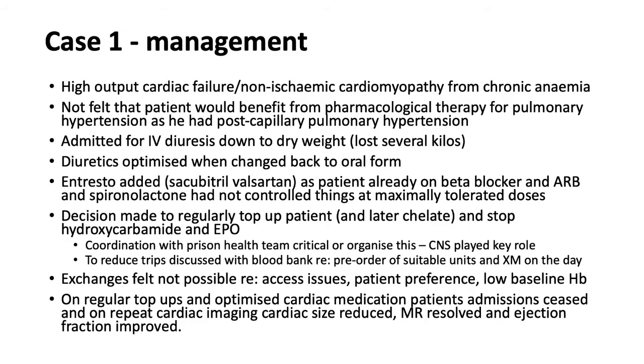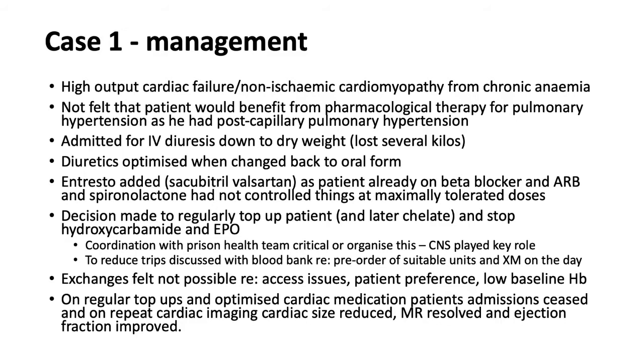And we also decided, and again, it was useful to have the right heart catheter result in making the decision, to put him on regular top-ups and then later chelate him when he developed iron overload. We felt that his baseline hemoglobin was too low to easily exchange him, because it was in the low 40s, early 50s. He also had very low blood pressure at baseline, and you can obviously drop your blood pressure when you're having an exchange, so we didn't want that to happen.